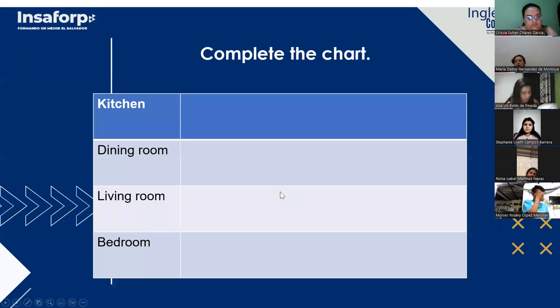Okay, good. Now, try to complete the chart, okay? Tell me two or three furnitures that you have in each of them. I will give you 2 or 3 minutes. Write it down in your notebook.